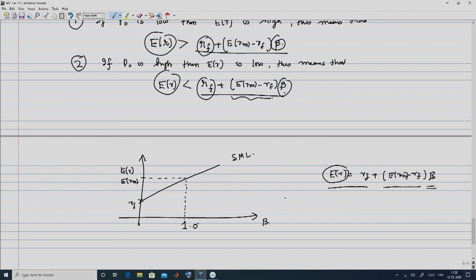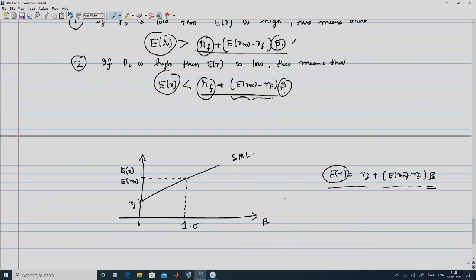Now, coming back to the SML, if your E of R is greater than the value given by the security market line, that means it lies above the security market line. So, this expression means that the expected return lies above the SML. That means that the price is low and the price has to increase, and the market will correct itself to increase it. Likewise, when E of R is less than the SML value, then the price P0 is too high, and it needs to come down in order to attain the market equilibrium given by CAPM.